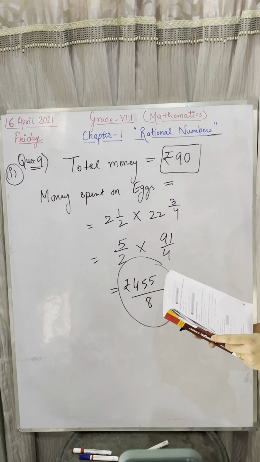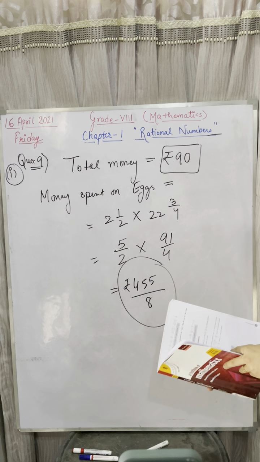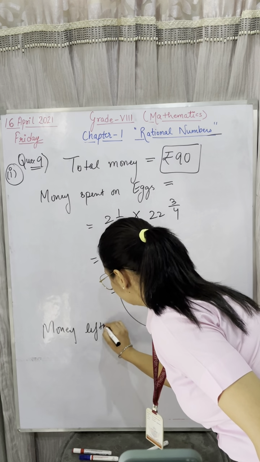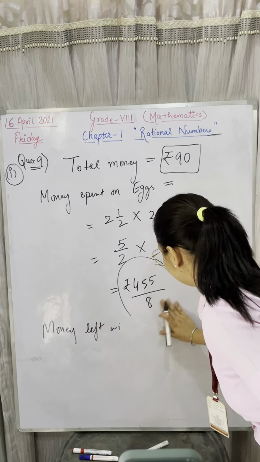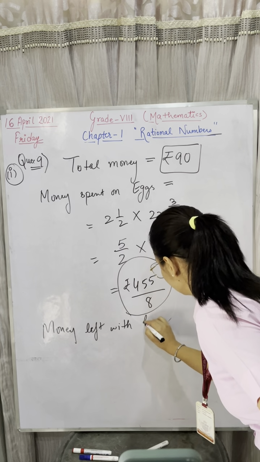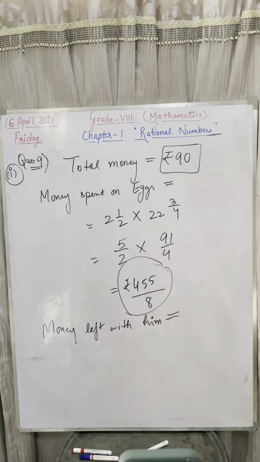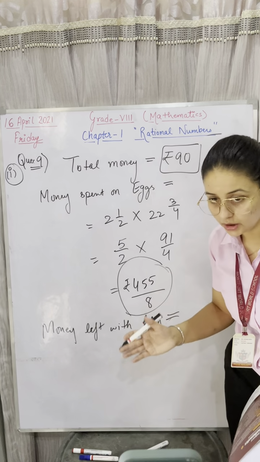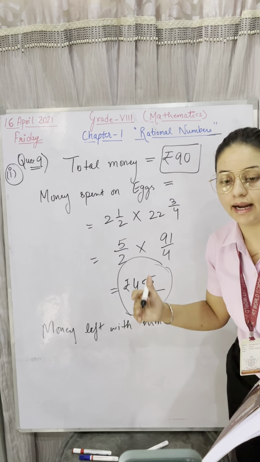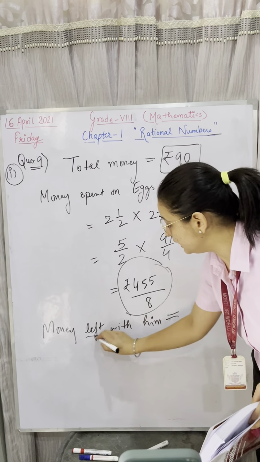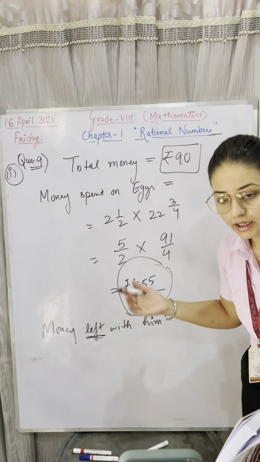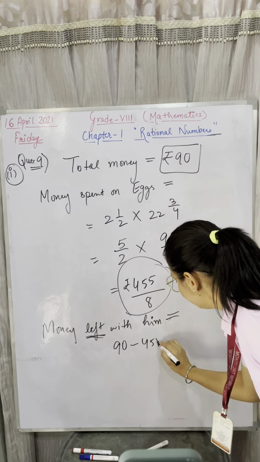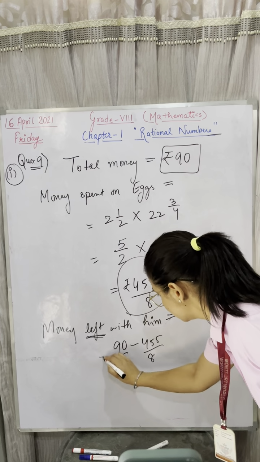Now in the last line they are asking how much money is left with him. Money left with him is equal to: when you have to take out the total money spent, then you take the addition. When they ask how much money is left with him, then go with the subtraction. Now 90 minus 455 divided by 8.